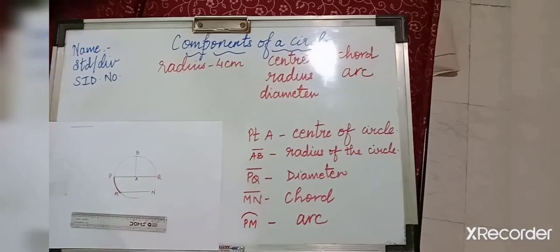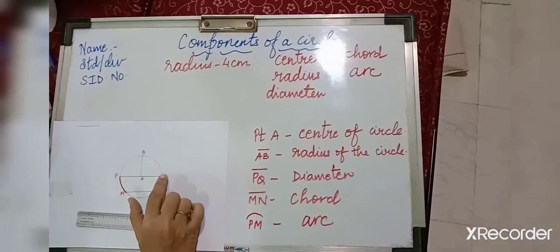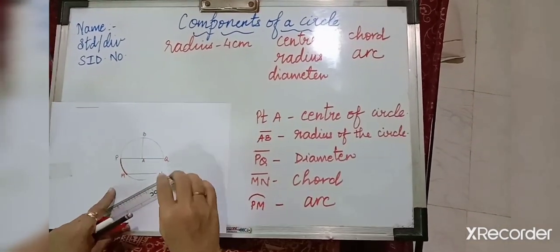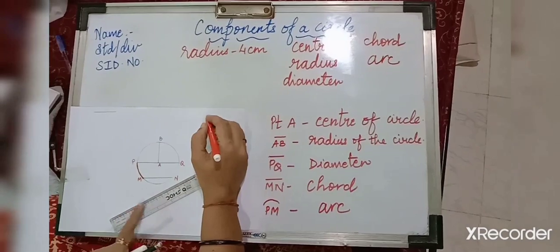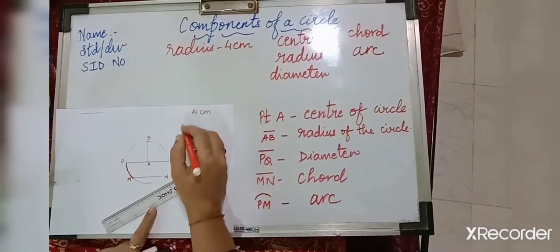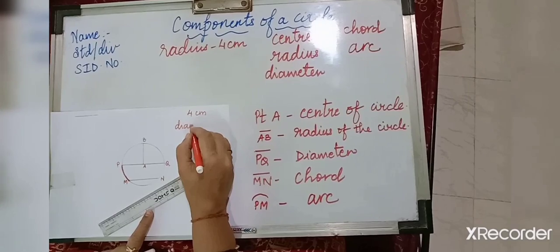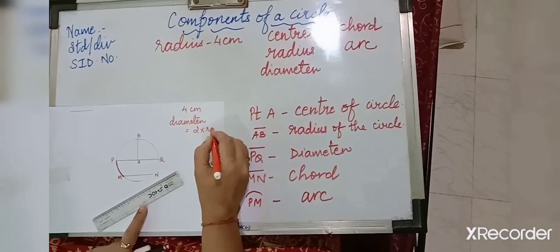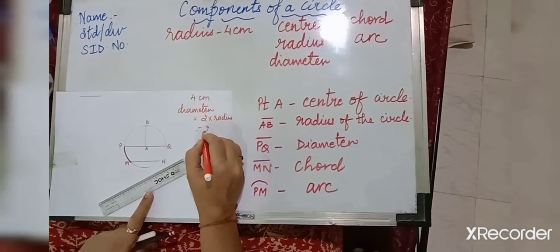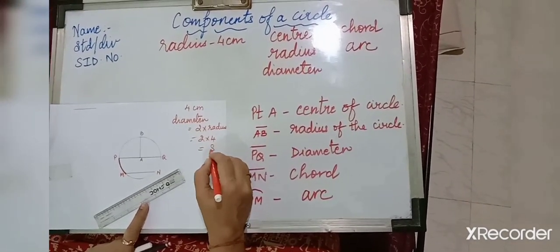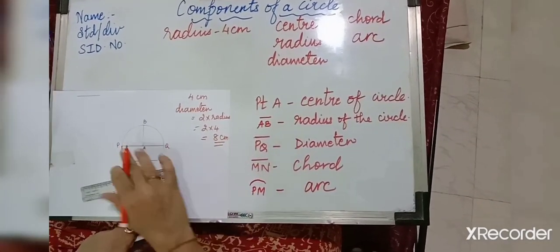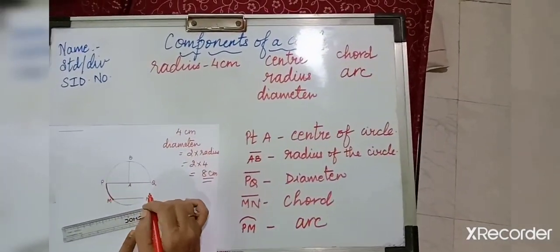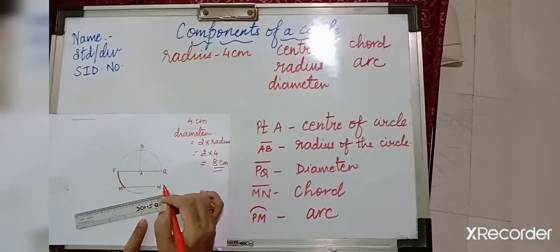Here the diameter can also be called the longest chord of the circle. And the diameter is nothing but, now here we have taken the radius as 4 centimeter. So the diameter is always double the radius, that is 2 into radius. Your diameter will be 2 into 4, that is equal to 8 centimeter. So when you measure the diameter PQ, it should be 8 centimeter if you have taken the radius as 4 centimeter.